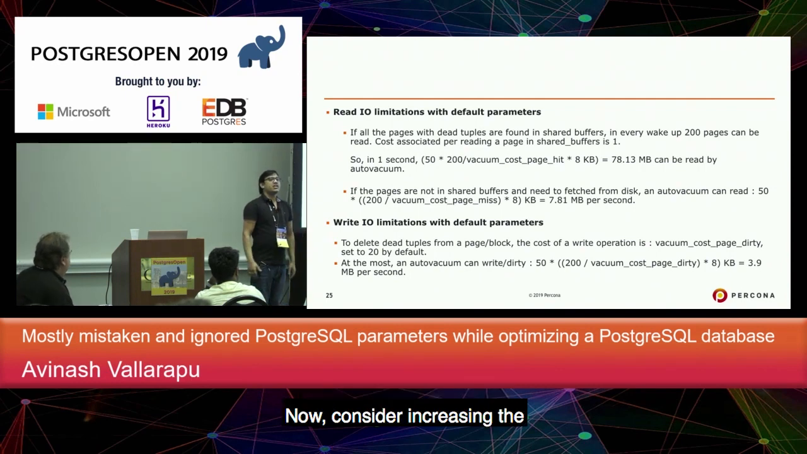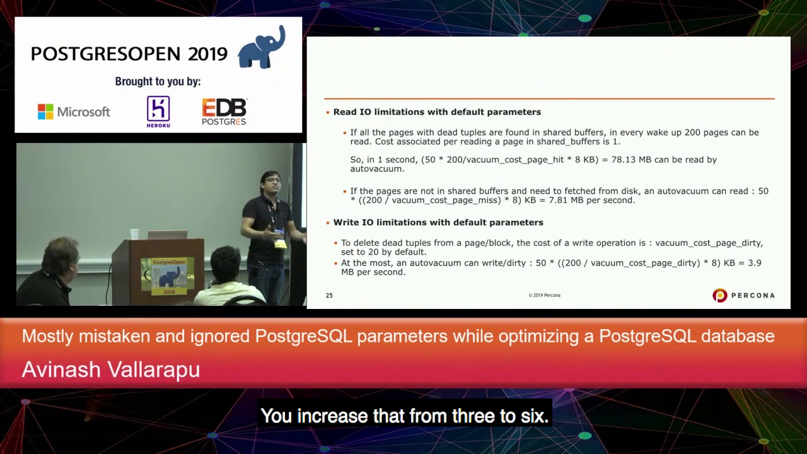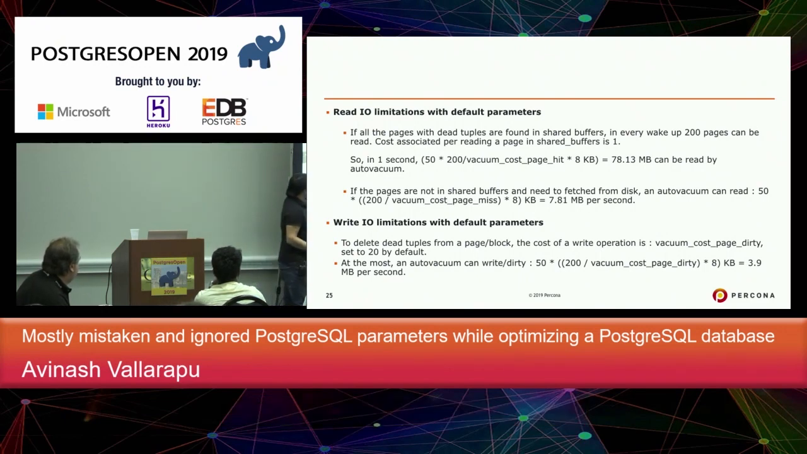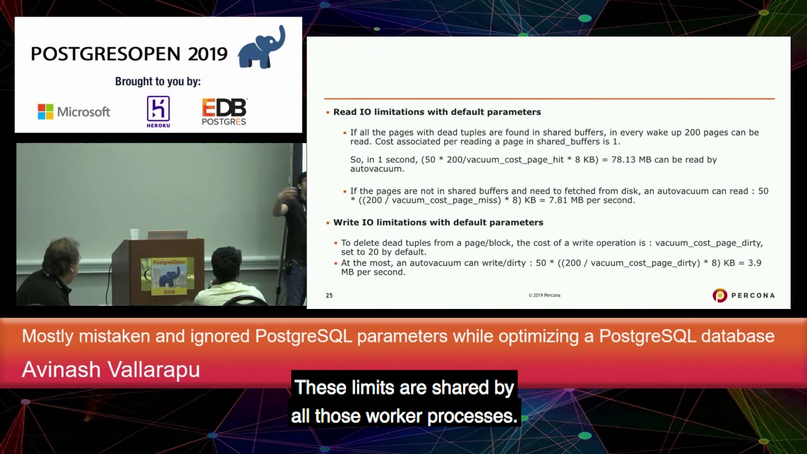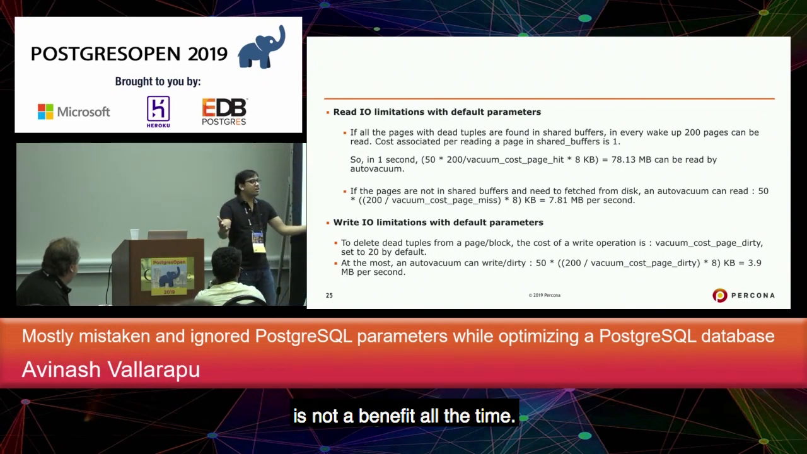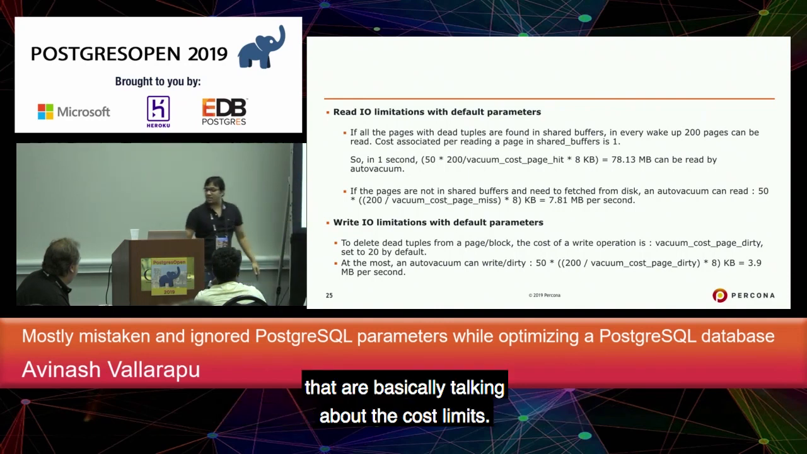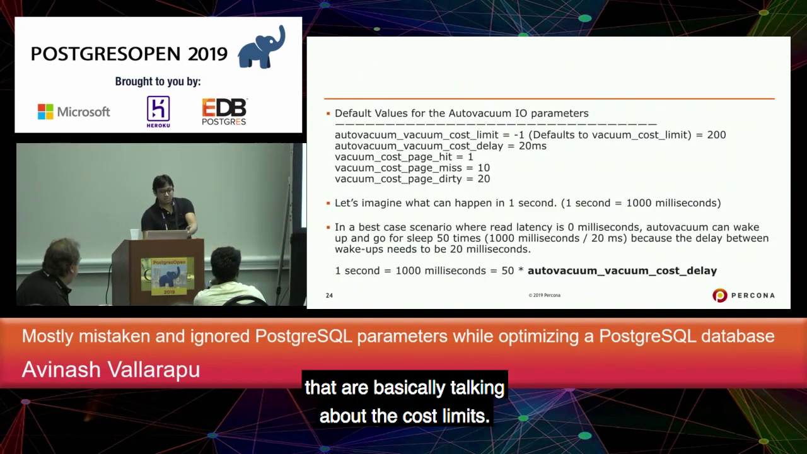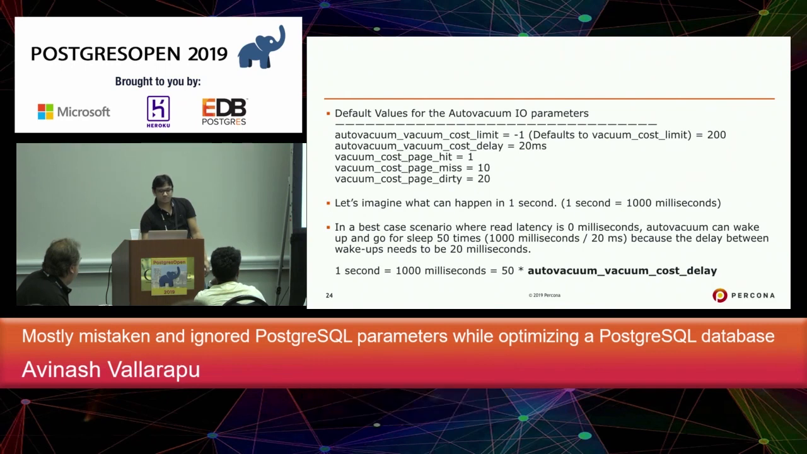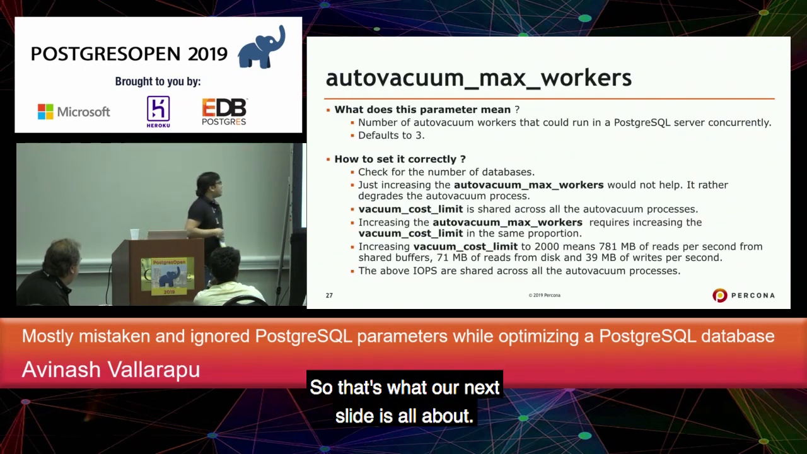Now consider increasing the AutoVacuum max workers. What happens if you increase that from 3 to 6? These limits are shared by all those worker processes. Is there any benefit? No, right? So just increasing the worker processes is not a benefit all the time. You need to consider these parameters that are basically about the cost limits. So that's what our next slide is all about.